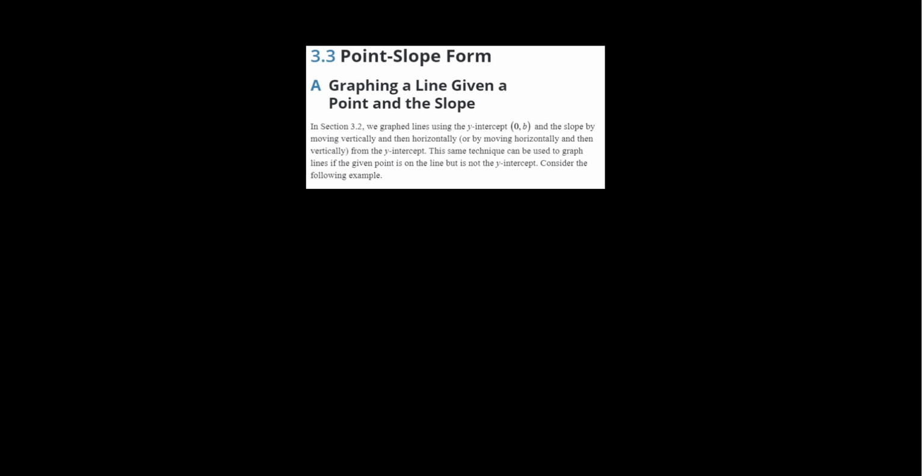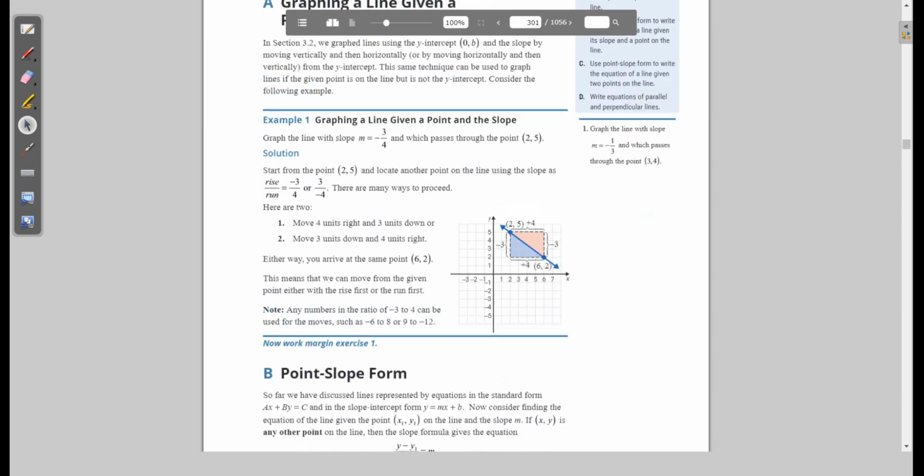So in Section 3.2, we graph lines using the y-intercept and the slope by moving vertically and then horizontally. All right, again, the rise over run, or the fall over run backwards or something like that, from our y-intercept. This same technique can be used to graph lines if the given point is on the line but not the y-intercept. So we're going to consider the following example.